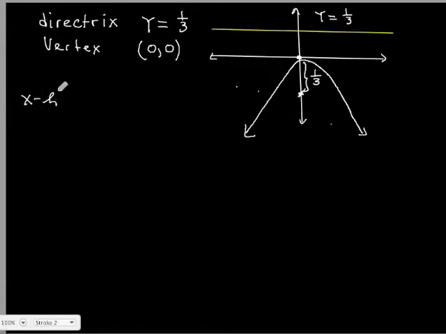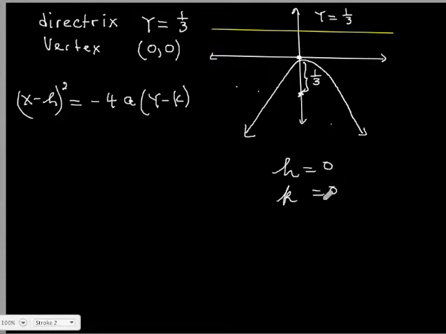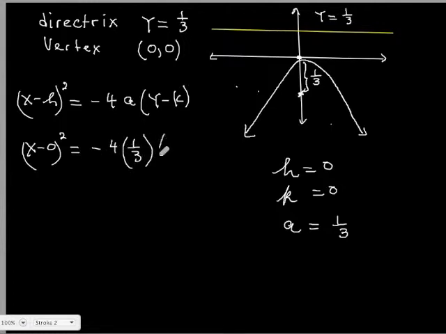(x minus h) squared is equal to -4a times (y minus k). We know h is equal to 0. We know k is equal to 0. We know a is equal to 1/3. So the equation would be (x minus 0) squared is equal to -4 times 1/3 times (y minus 0).